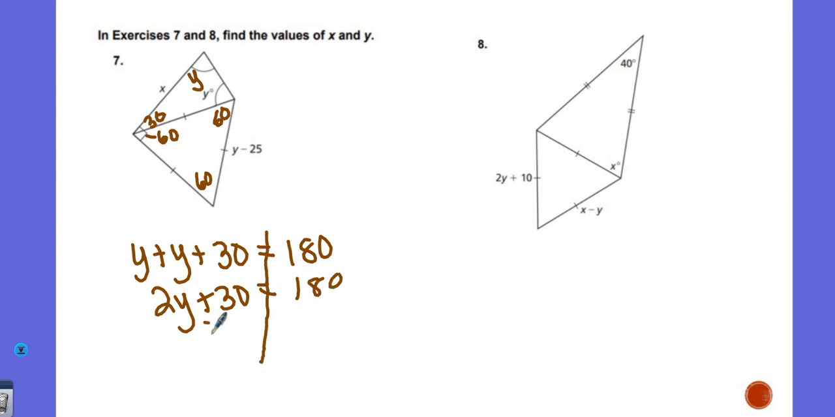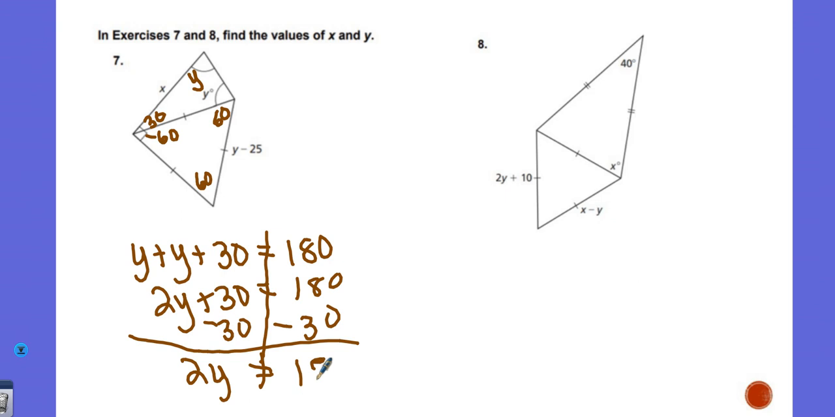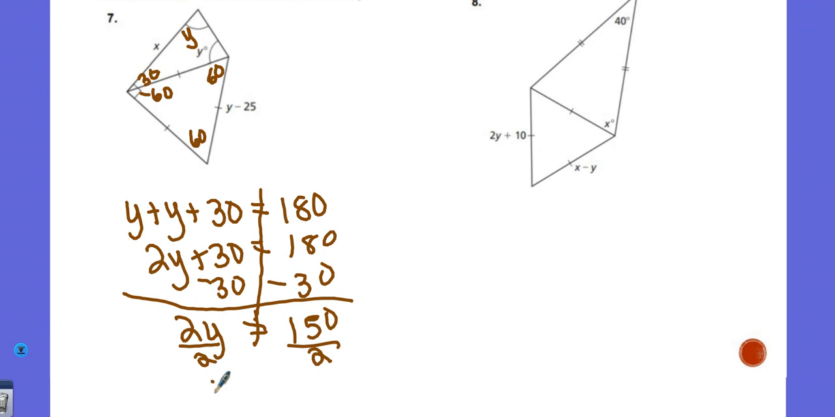Draw my line down the middle. Minus 30, minus 30. 2y equals 150, divide by 2, divide by 2, y should equal 75. 75 plus 75 is 150. Okay, so I got y to be equal to 75. So right here, I say that these angles are 75.